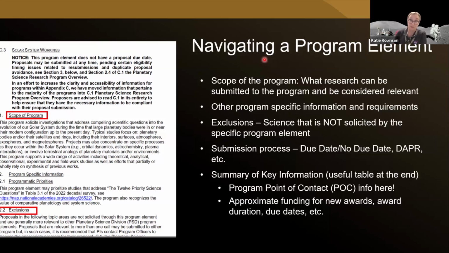At the very bottom of a program element, there'll be a summary of key information table. Among some of the useful information that you'll find in that table are the approximate funding for new awards, award duration, due dates, and most importantly, the point of contact for the program. That is where you're going to want to start if you have questions about the program, or if you're not sure if your work is relevant. For any questions about the program, you can always direct them to the program officers and we will help you out.